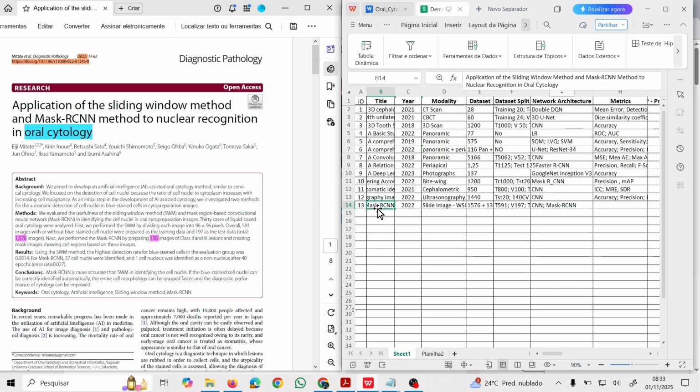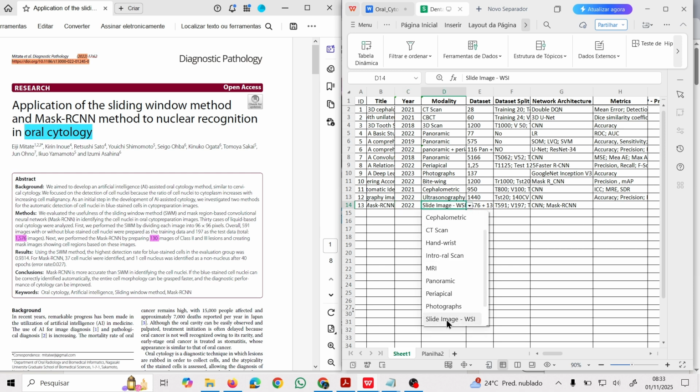I have already extracted the data. The year of the publication is 2022. The modality is oral cytology. Slide the image. The data set is 1576 plus 130 images for the Mask R-CNN.